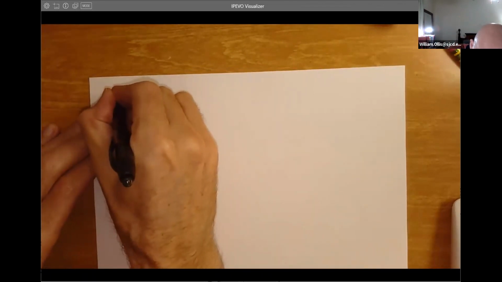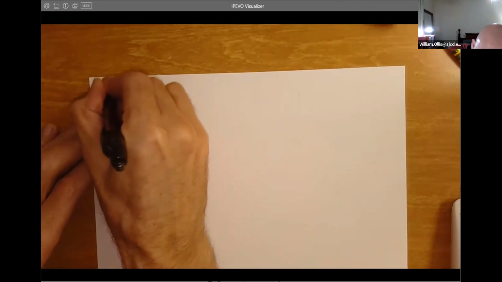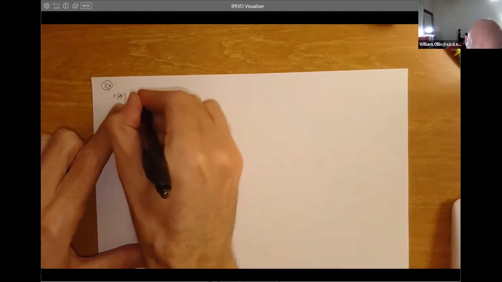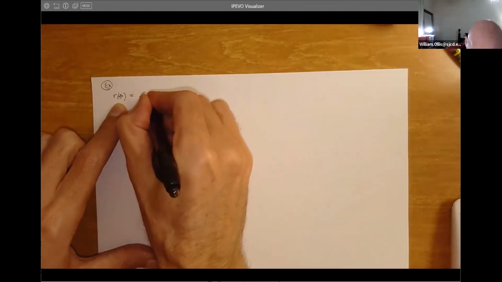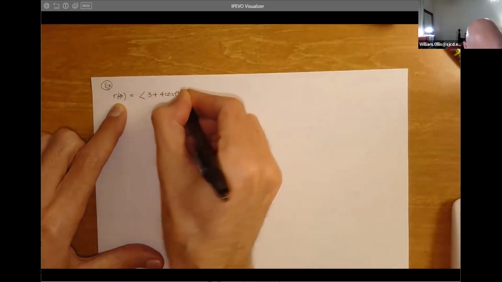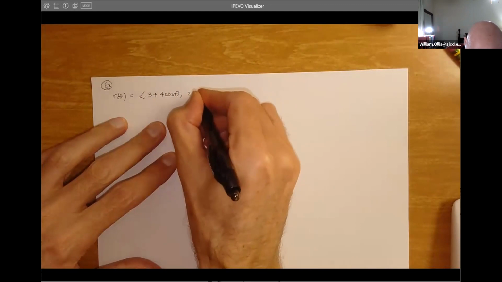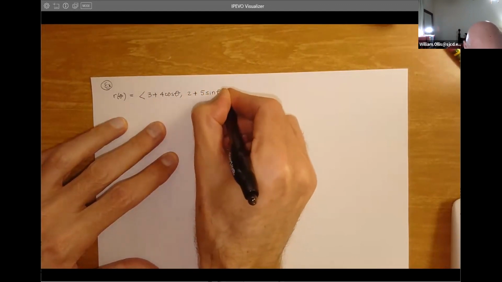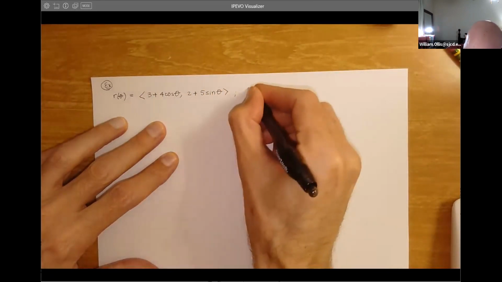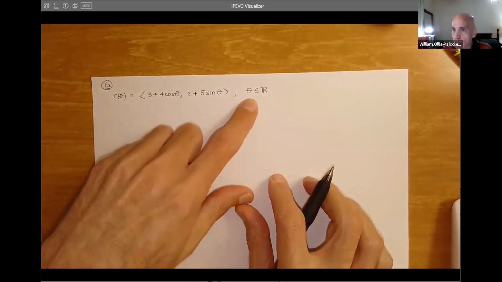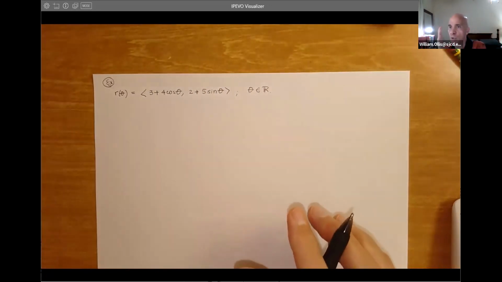Let's think of, in this case, we'll do a theta. Let me go ahead and use the vector notation that you're going to use in calculus. So we're going to say X is 3 plus 4 cosine theta, and Y is 2 plus 5 sine theta. And here there's no specific value. We're just going to say that theta trudges through the real numbers, you know, in an increasing fashion.